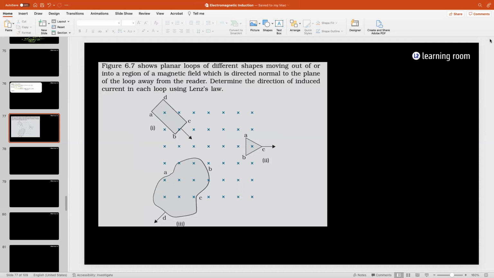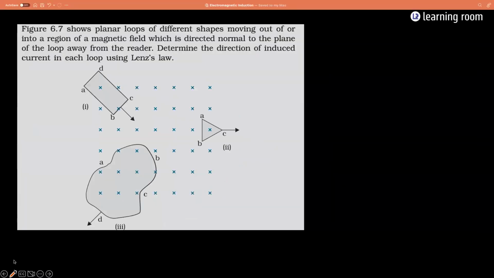So if you see, they are saying there are planar loops of different shapes moving out of or into a region of magnetic field which is directed normal to the loop away from the reader. Determine the direction of induced EMF in each loop using Lenz law.